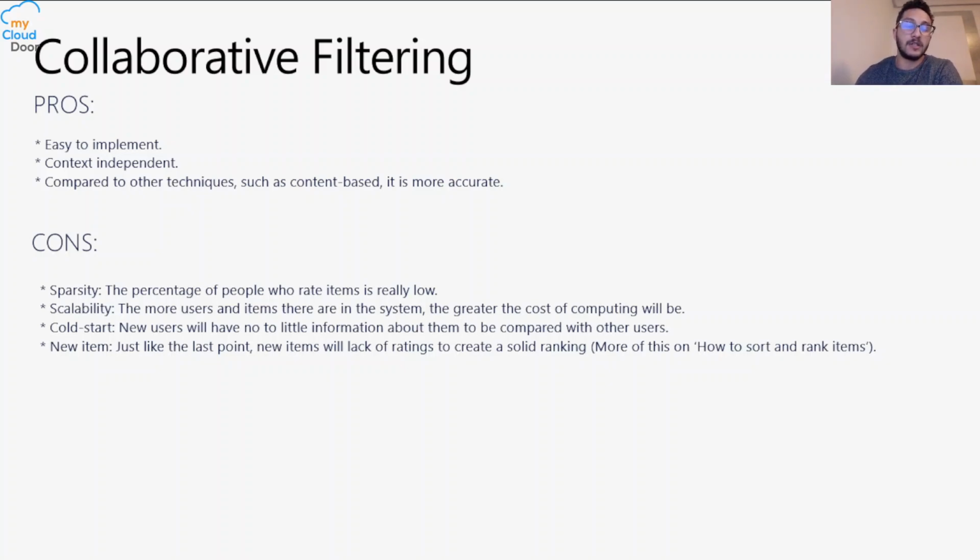And some will argue that the collaborative filtering system is the most accurate system there is, apart from the hybrid one, but it depends. And the cons are the sparsity. What that means is the percentage of people who rate items is really low. So we will have a small amount of data or input to work with, okay?